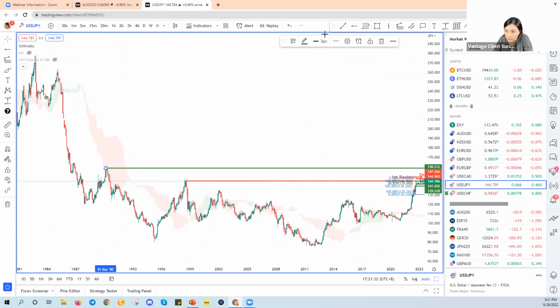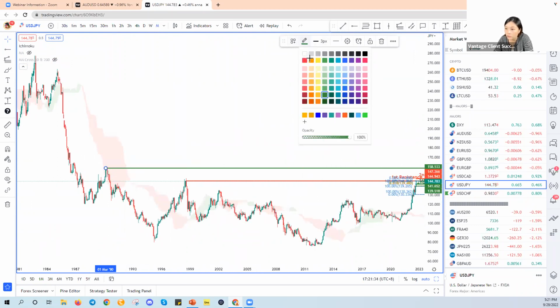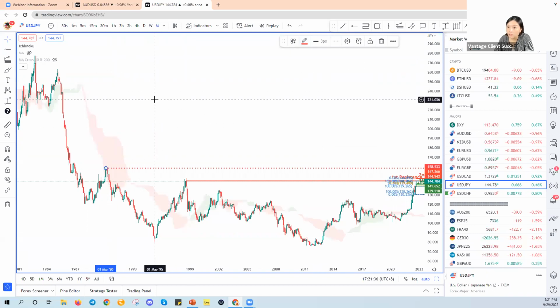158. I'll just plot it first, so I don't have to keep zooming to the monthly frame, daily frame, and 4 hour. So this is our previous swing high, which it has been testing 5 times. And if it actually breaks that level, we are looking at it moving to 158, which is from 1990. So prices haven't been that high since the 1990s, but we are looking at it happening again now in 2022.